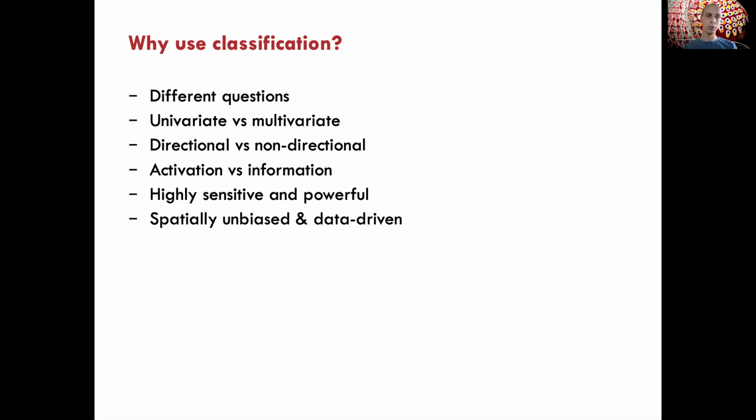MVPA allows you to take a non-directional approach, and it allows you to look for information rather than for activation differences. The method is highly sensitive and powerful, so you can get results more easily. And finally, it's spatially unbiased and data-driven, and I'll go into detail about what that means as well. So the first one is univariate versus multivariate. This is the most straightforward one.